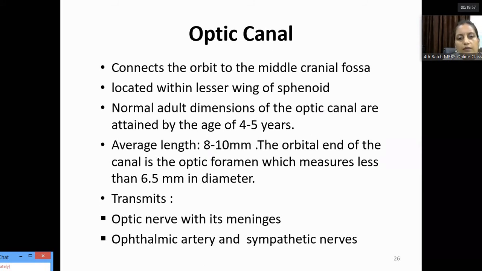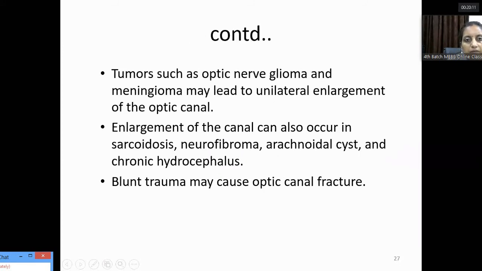This anatomical landmark, its size, is very important radiographically in any growth or lesion of the meninges. Tumors such as optic nerve glioma and meningioma may lead to unilateral enlargement of the optic canal. Enlargement of the canal can also occur in sarcoidosis, neurofibroma, arachnoid cyst, and chronic hydrocephalus.